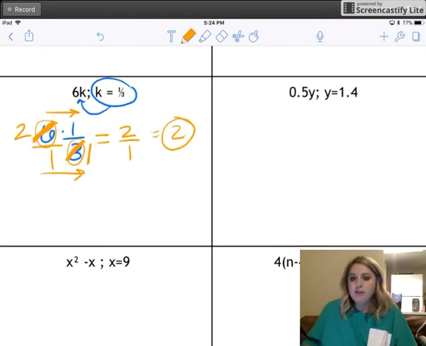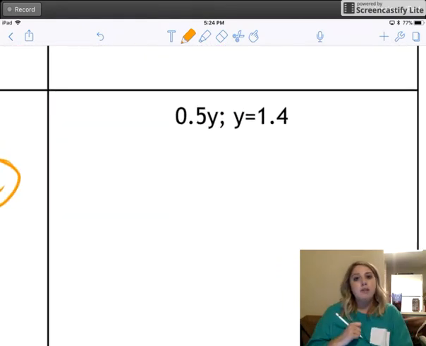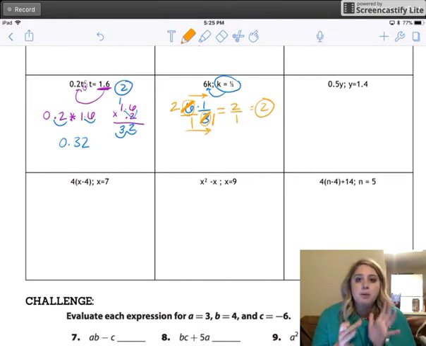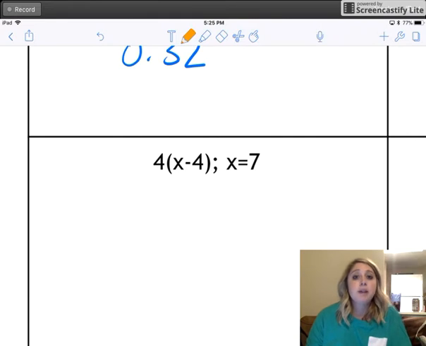Okay, you get to try this bundle of joy right here, and then raise your hand when you're done, and you will get a stamp if you got it right. All right. So now that we're going on, we're going to go on to this problem right here. 4 times the quantity x minus 4.